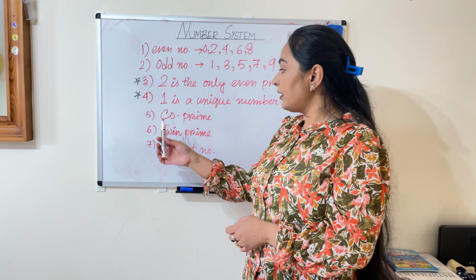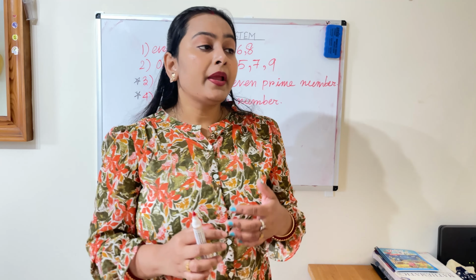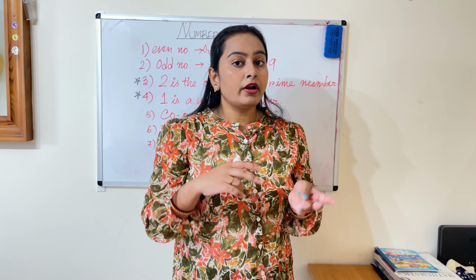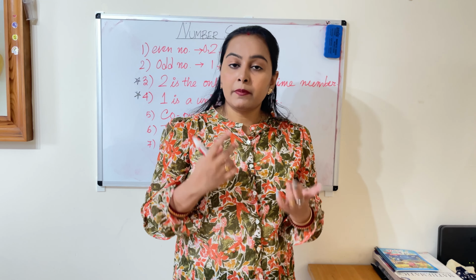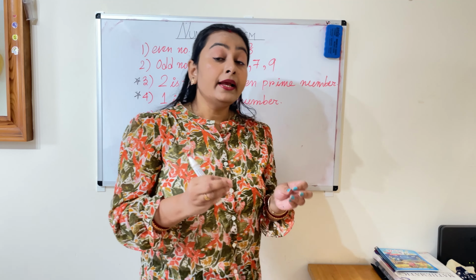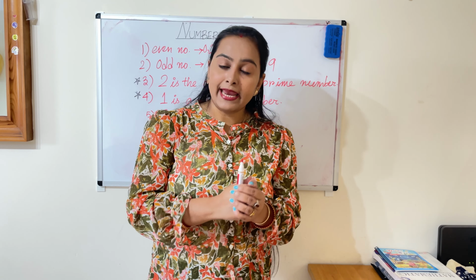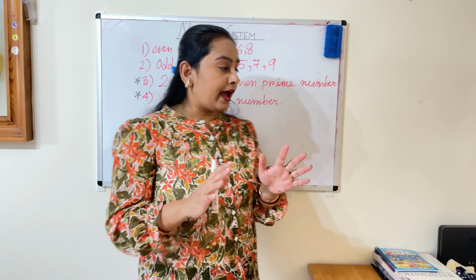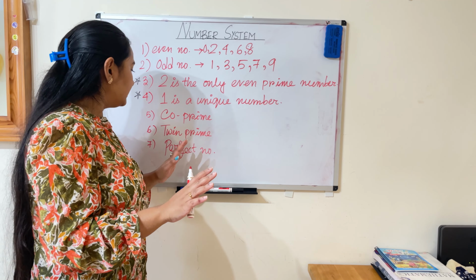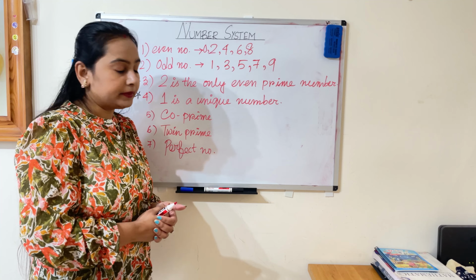Next, the fifth point, that is co-prime numbers. It is a set of numbers. It may be a combination of odd or even numbers, and it may be a combination of prime or composite numbers, but they have only one common factor, that is 1. Except 1, they don't have others. So that's why that set of numbers is considered co-prime numbers.